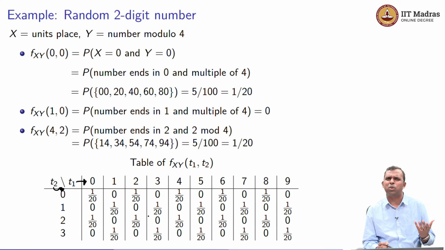Maybe it's a bit of a pain to check everything, but you can argue in general, writing down expressions, that this has to be the joint PMF. Once again, notice every entry in the joint PMF is between 0 and 1, and if you add up all of them, you will get 1. You can check it out. You have 5 1 by 20s here, 10 1 by 20s, 15 1 by 20s, 20 1 by 20s, 20 into 1 by 20 is 1. So both the properties are satisfied for the joint PMF, and it's also a reasonable joint PMF for this problem.